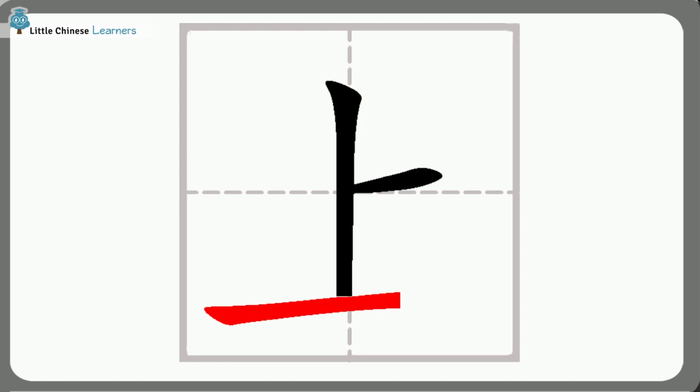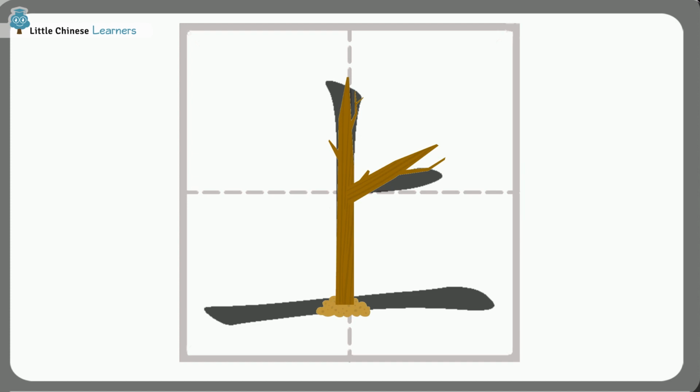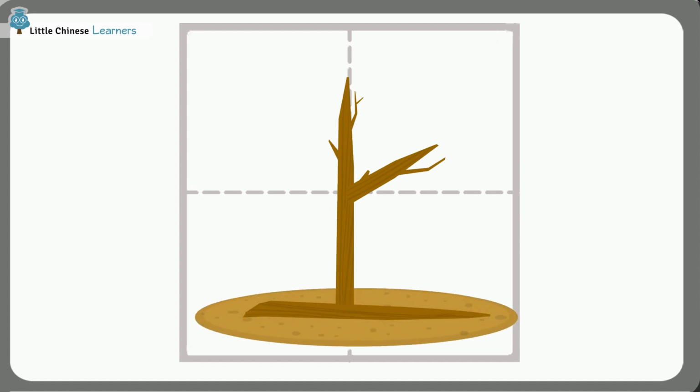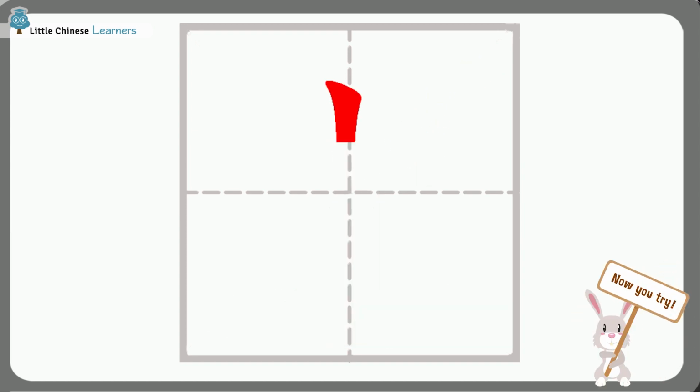Finally, we draw a longer horizontal line at the bottom, 左到右. This represents the ground where the tree was planted. You can even imagine 小鸟 sitting on the tree branch. Now you try.